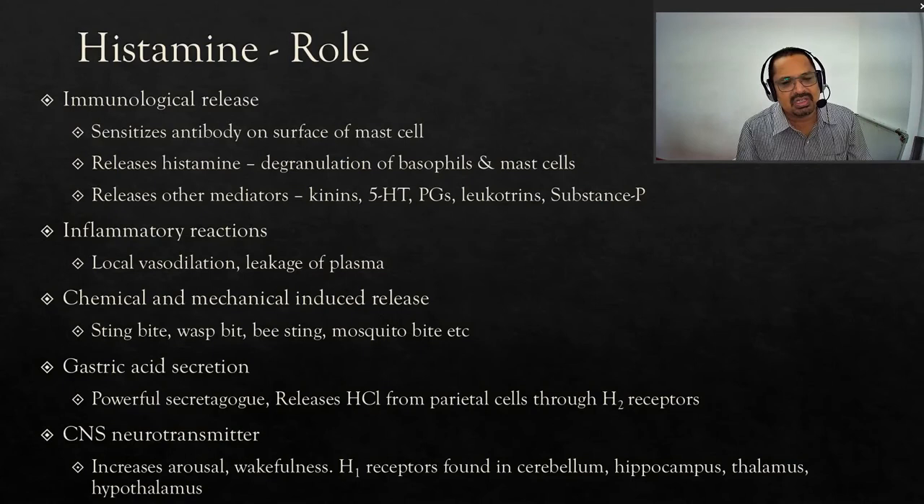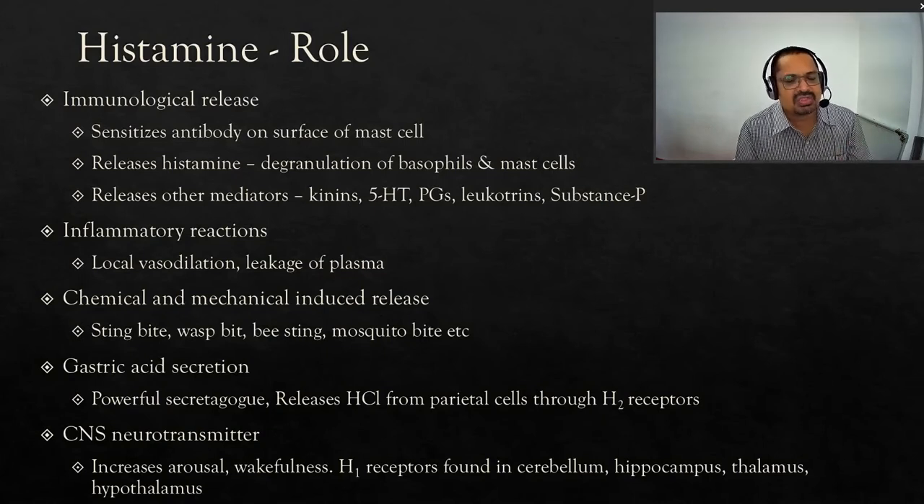The histamine release also stimulates the release of kinins, 5-hydroxytryptamine, prostaglandins, leukotrienes, and substance P, which is responsible for pain and all these things. So these are the neurotransmitters and autacoids that can be released by the histamine. The second major role it plays is in the inflammatory reaction.